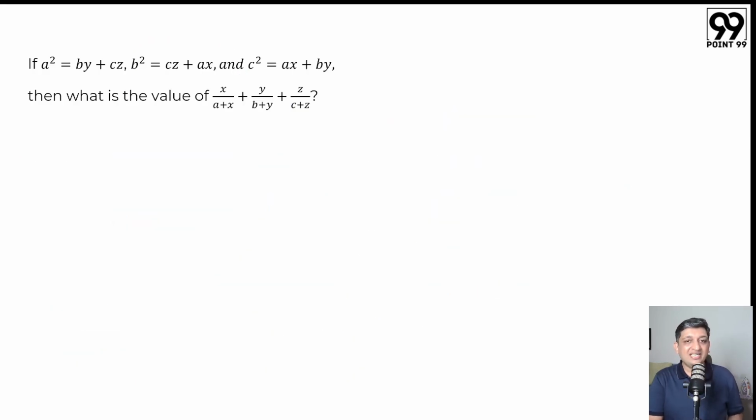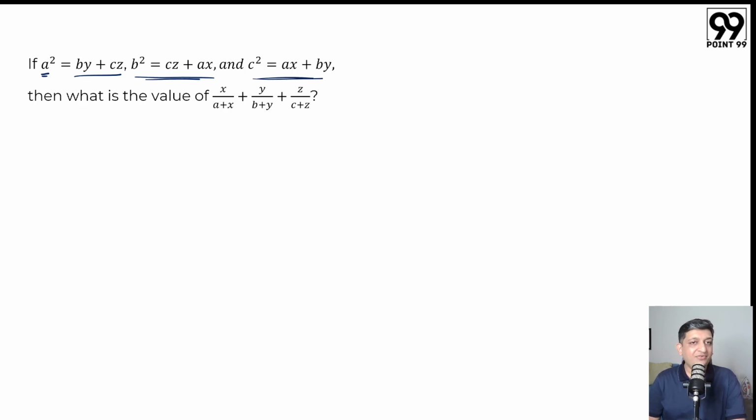Let's look at this question. Again, a very interesting, nice, easy question for you to solve. So you can just have a look at it and then you can have a look at the solution that will follow. So here you have a square equals by plus cz, b square equals cz plus ax, c square equals ax plus by.